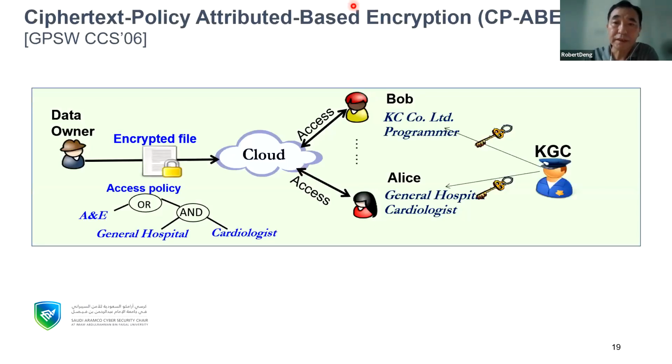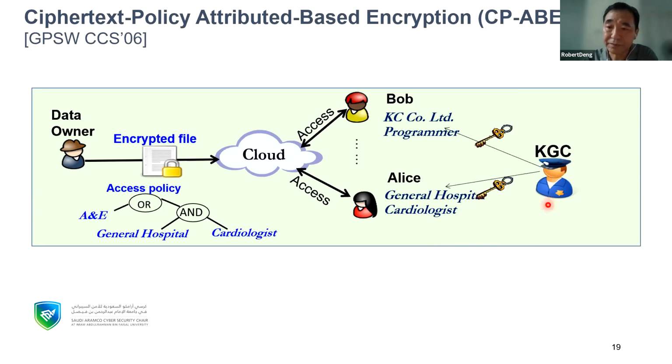Well, the CPABE is a new family of cryptographic encryption algorithm. So it was invented in 2006, and today probably there are hundreds of papers available talking about attribute-based encryption. This chart shows how CPABE works. So let's go through the chart step by step.